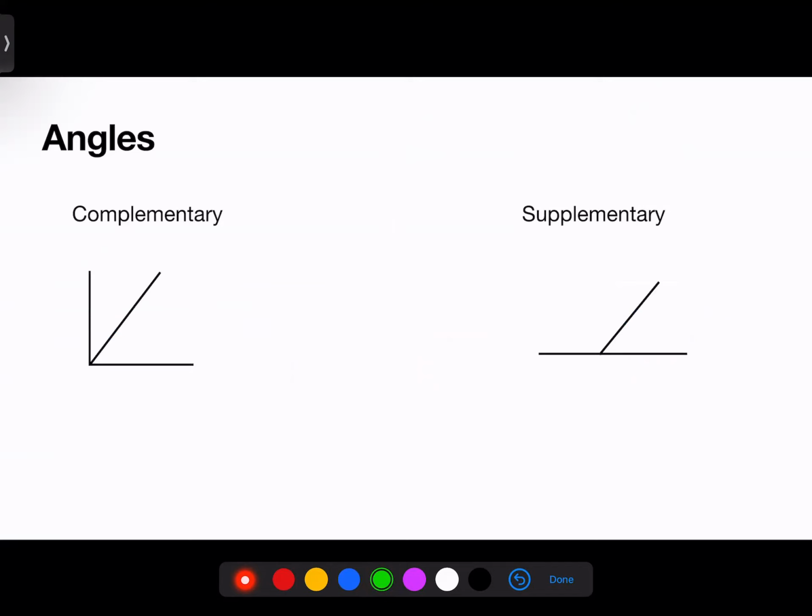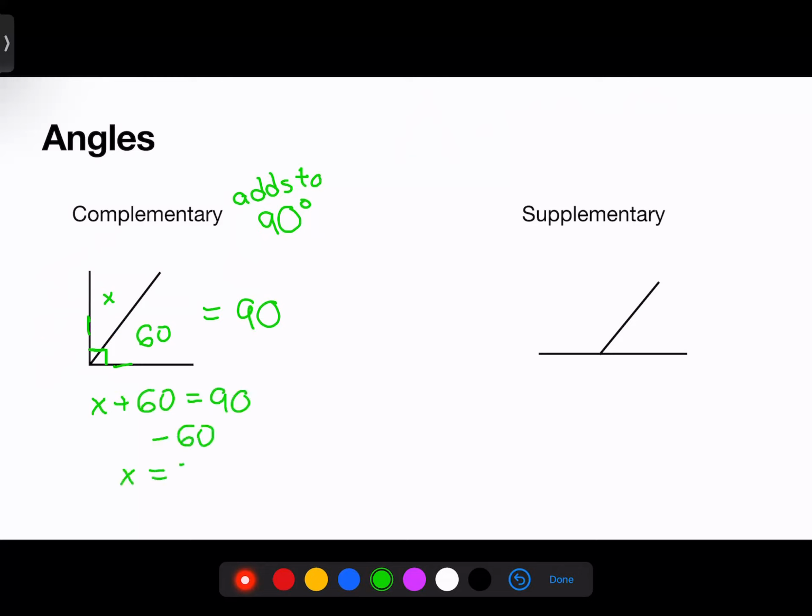When solving for angles on the Praxis, a set may be a complementary pair or a supplementary pair. A complementary pair adds to exactly 90 degrees. We can see between these two lines, there's a perfect right angle. There's just a line separating the two. If this side were 60, for example, and this side was x, we could set the entire thing equal to 90 degrees and solve for x. X plus 60 equals 90. Subtract 60 from both sides to isolate x, and x equals 30.